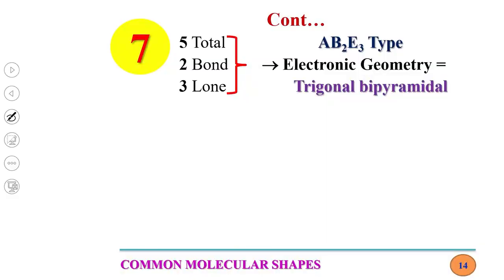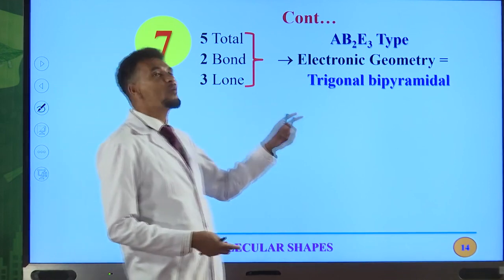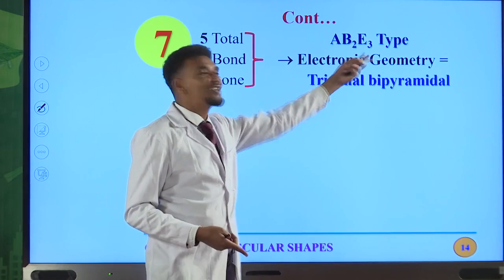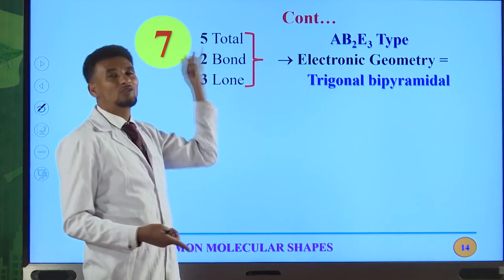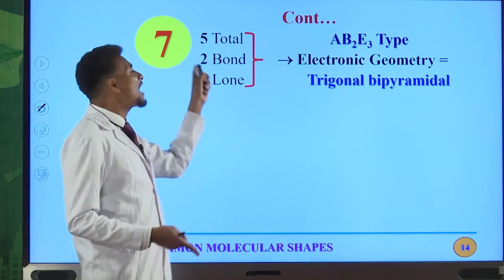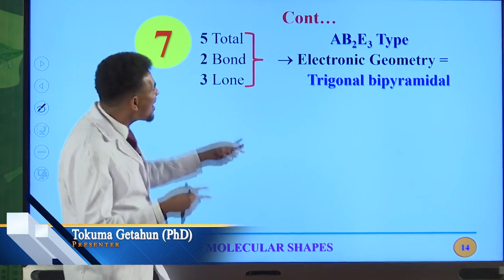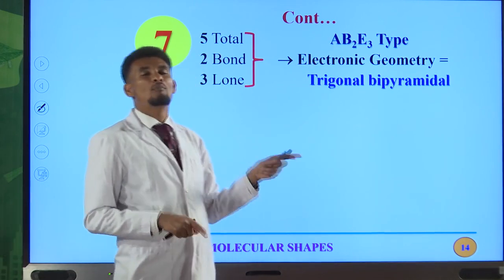The seventh one: if we have 3 lone pairs of electrons around the central atom and 2 bonding pairs of electrons, its electronic geometry is the same, trigonal bipyramidal, because in total we have how many pairs of electrons? 5. 2 plus 3 equals 5. This is the total electron pairs. Of these, 2 are bonding pairs and 3 are lone pairs of electrons. So we have 3 lone pairs around the central atom, and only 2 bonding pairs.